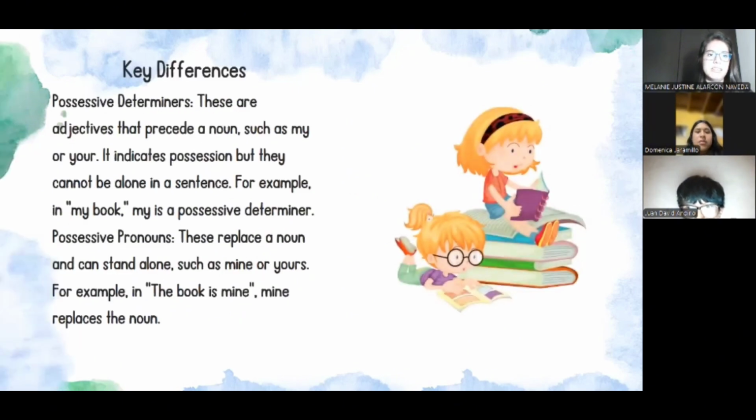Key difference. Possessive determiners are adjectives that precede a noun, such as our, my, or your. They indicate possession, but they cannot stand alone in a sentence. For example, in "my book", my is a possessive determiner. Possessive pronouns replace a noun and can stand alone, such as mine or yours. For example, in "the book is mine", mine replaces the noun.